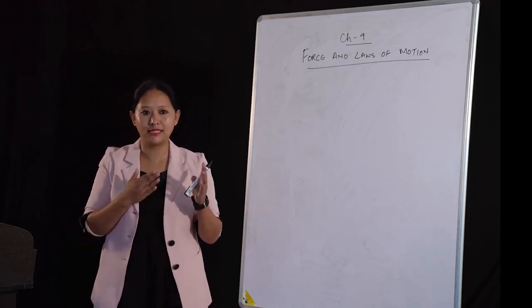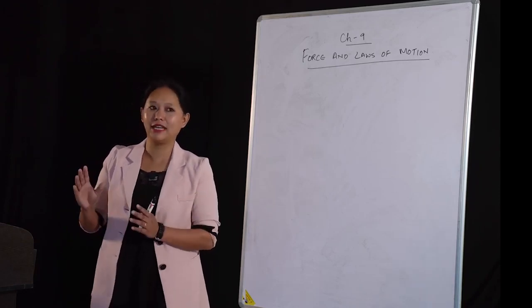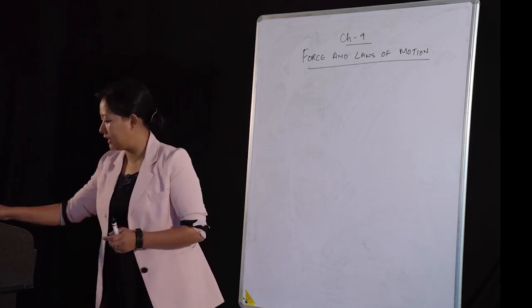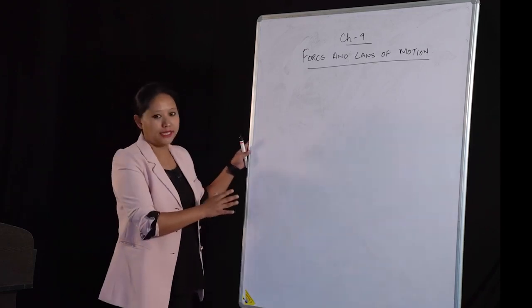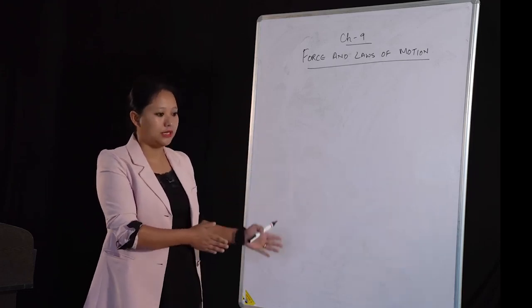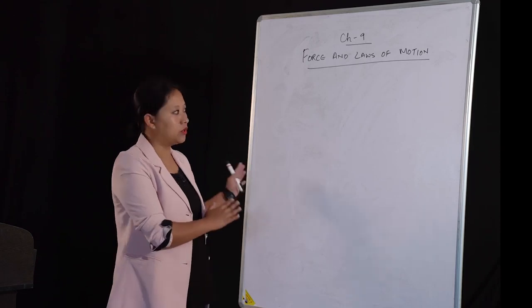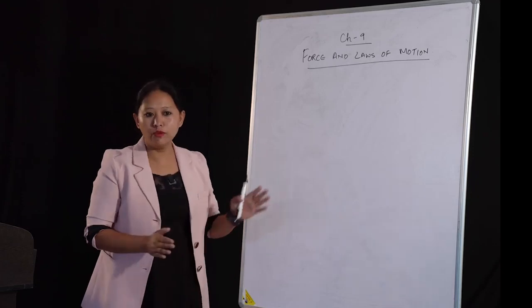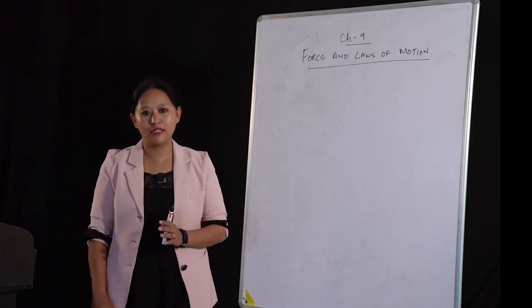So in order to make the concept clear, let me give you some examples. I'm going to give you so many examples so that you will be able to understand it clearly. The first example is, for example, this whiteboard is kept here. That means this whiteboard is at rest. At rest means this whiteboard is not moving. So what do you think? Do you think that this whiteboard will move on its own? Then definitely the answer will be no.